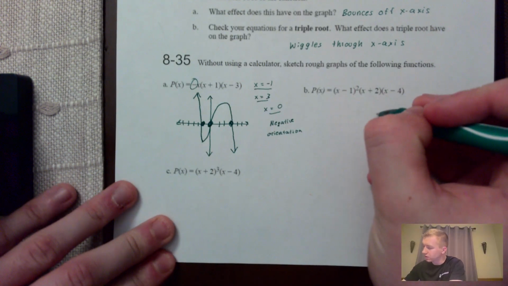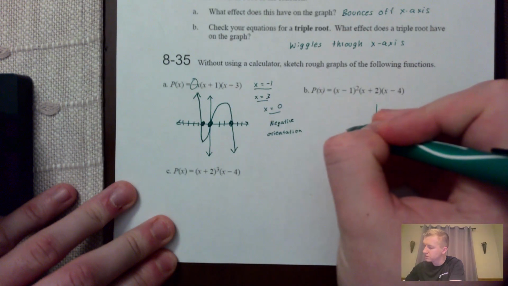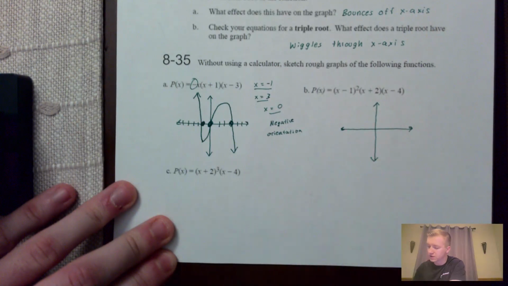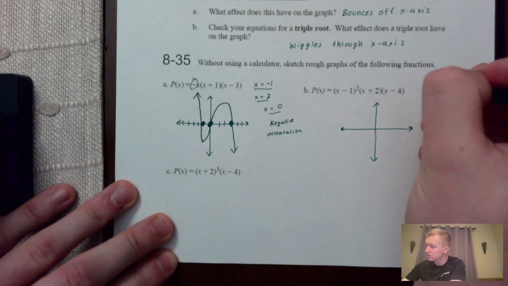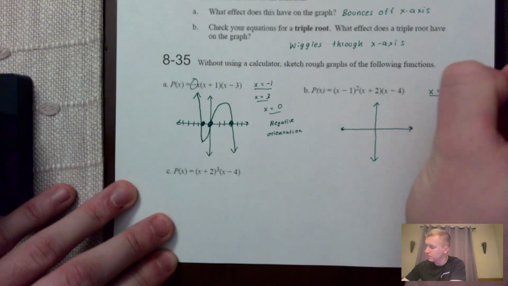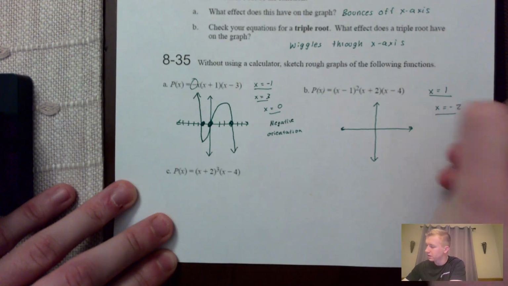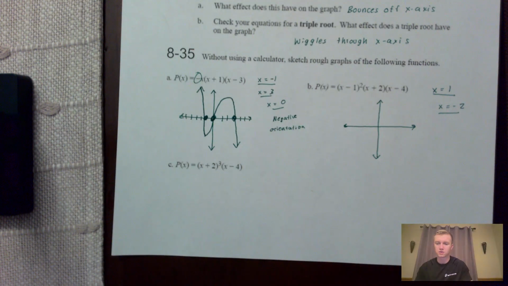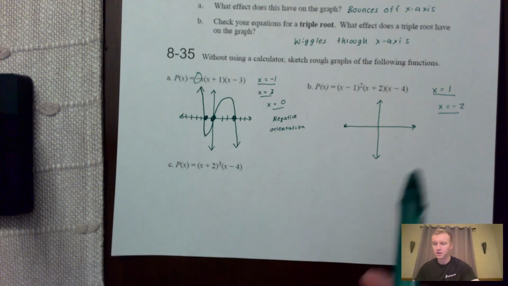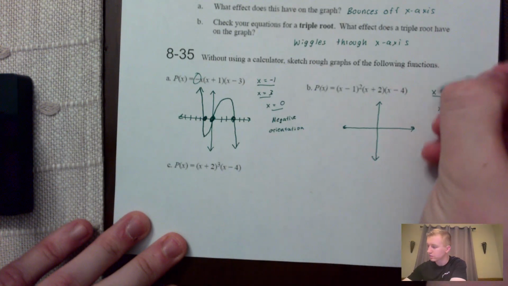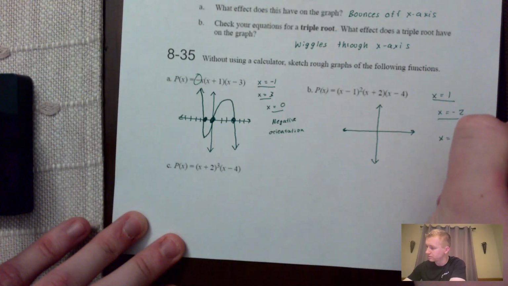Letter B, we're going to go ahead and graph that one. This one's right here. So I'm going to go ahead and graph those x-intercepts as well. So I'm going to find those, and one of them is going to be at x equals 1. Another one is going to be at x equals negative 2. And then what you're going to do is you got x equals 1, x equals negative 2, and then the other one is going to be at x equals 4 there.